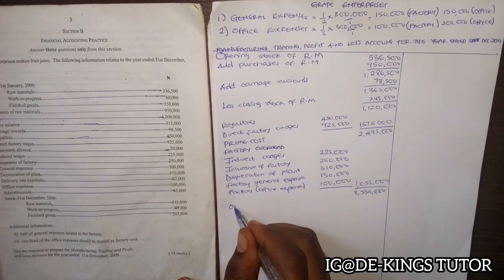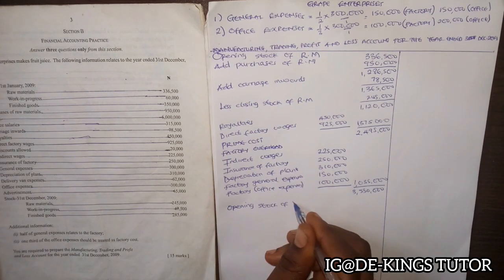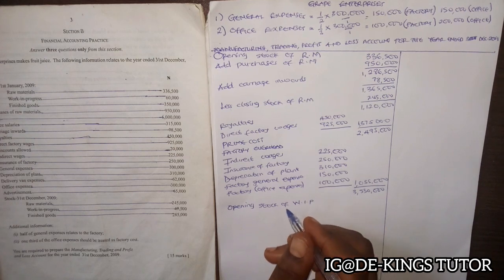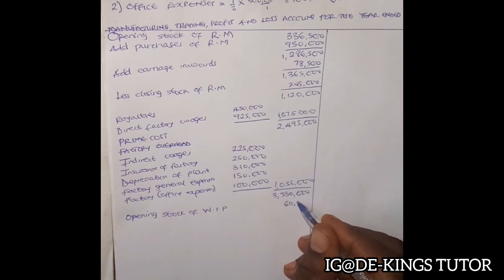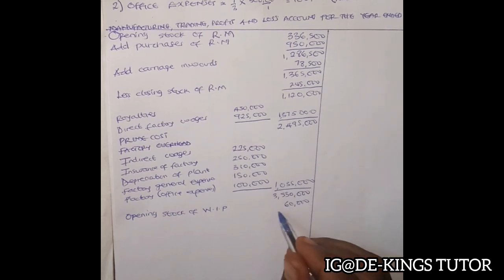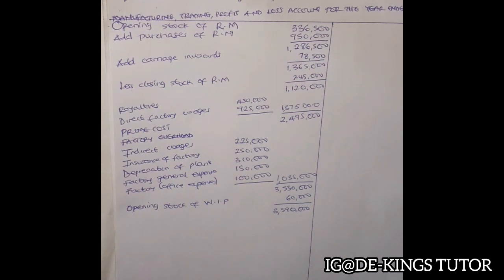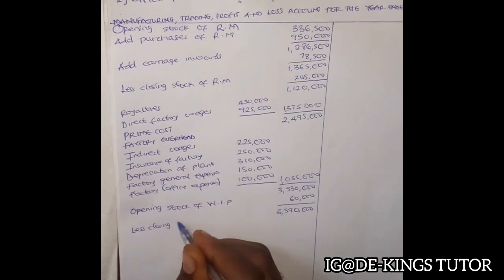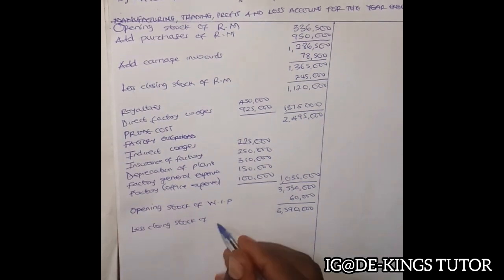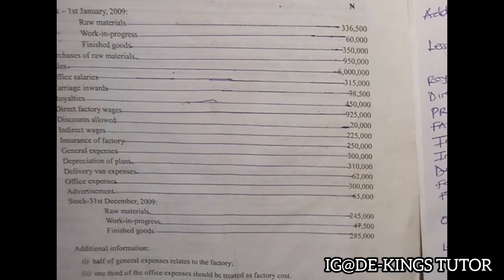So now have here the opening stock of work in progress. And this is a work in progress. Opening stock is 60,000. So if we add it up, it will give us 3,590,000. Okay. So say less closing stock of work in progress. Closing stock of work in progress is 47,500.